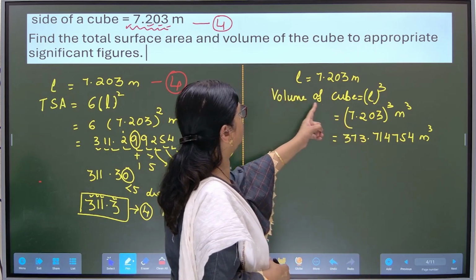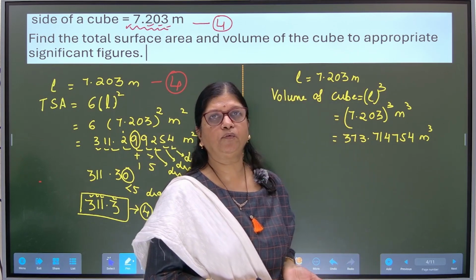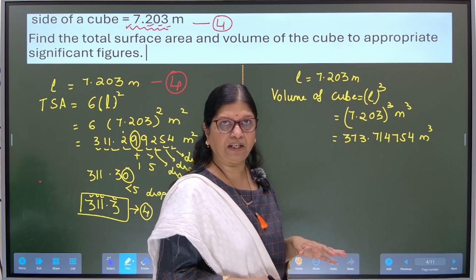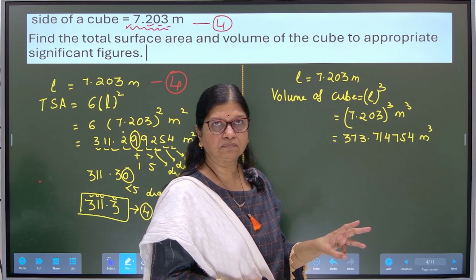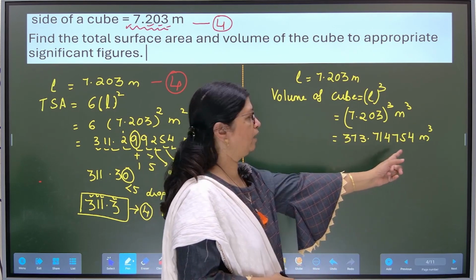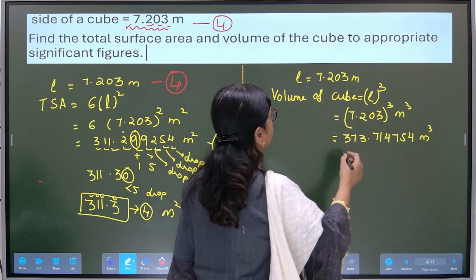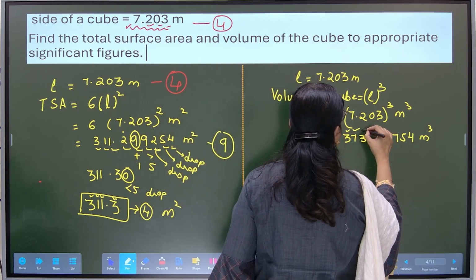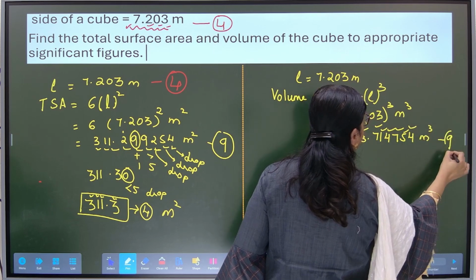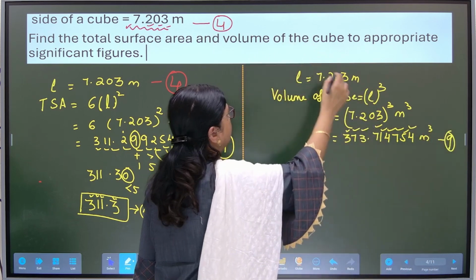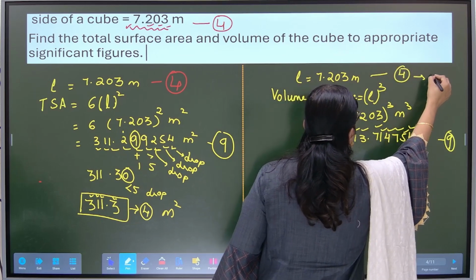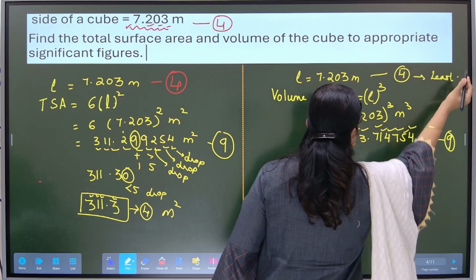Now we go to the next part of the same question. We have to find out the volume of cube. What is the volume of cube? L cube. So we have multiplied the given data 3 times, same number cubed. We got one number. How many significant figures does this number have? 1, 2, 3, 4, 5, 6, 7, 8, 9. But my answer should have 4 significant figures because the least in the given data is 4 significant figures.